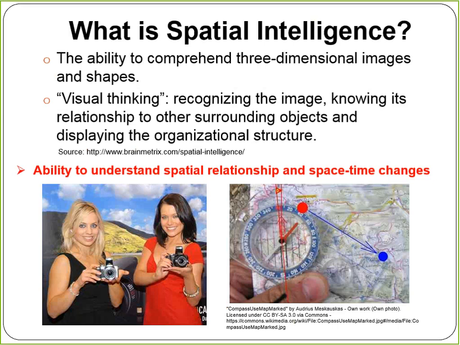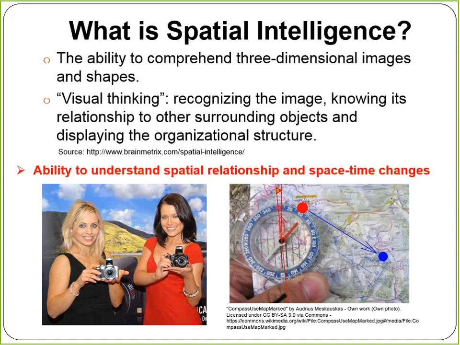Yesterday I watched a TV program about a competition. People could look at an image on a black screen and recognize what kind of pattern it was. This is the ability to recognize differences between images, and also the relationship between the surrounding objects. So in summary, spatial intelligence is the ability to understand spatial relationships and the space-time change in these relationships.